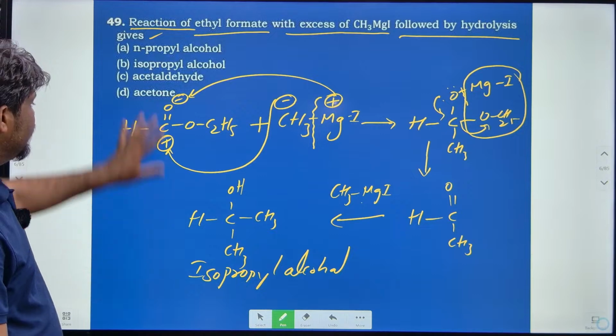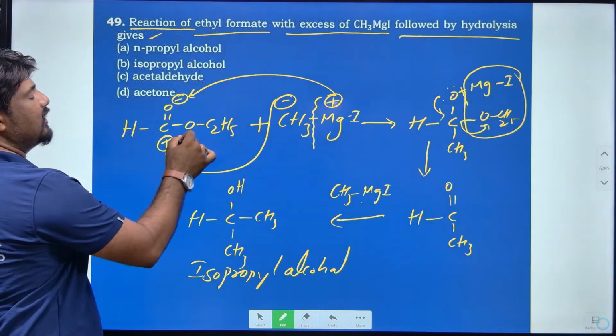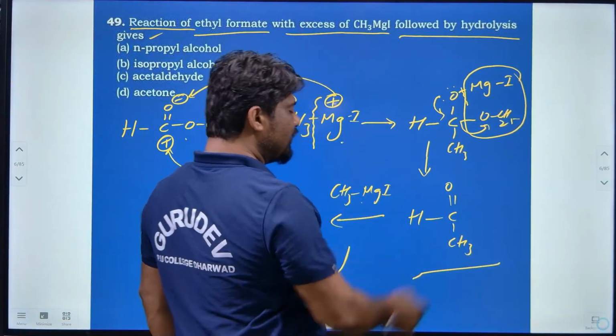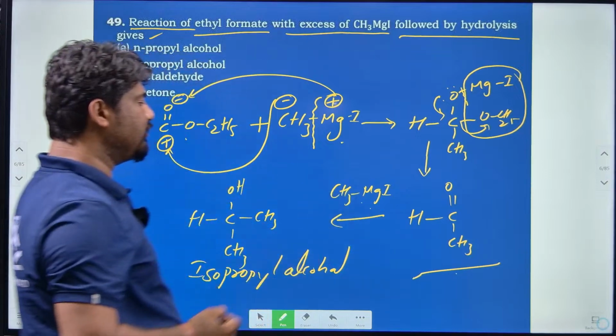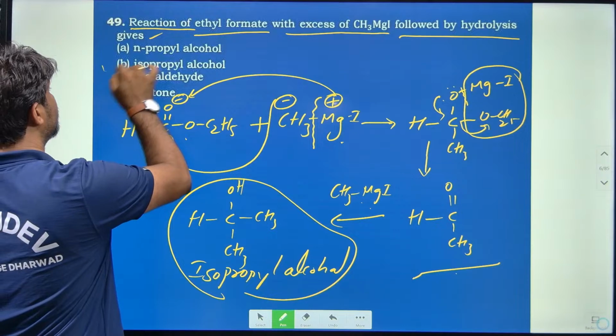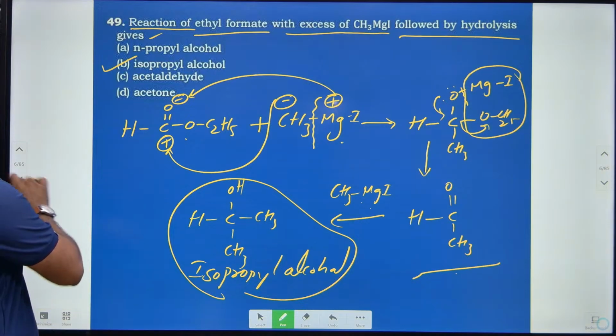So here, first the ester treated with the Grignard reagent gives aldehyde. This aldehyde, further treated with Grignard reagent, gives isopropyl alcohol. So option B is the right answer for the question here. Now go to the next question.